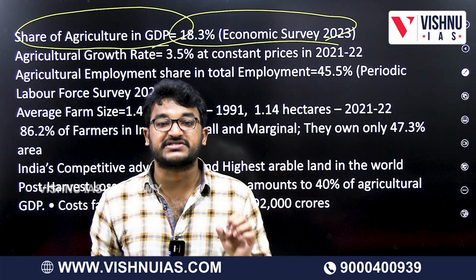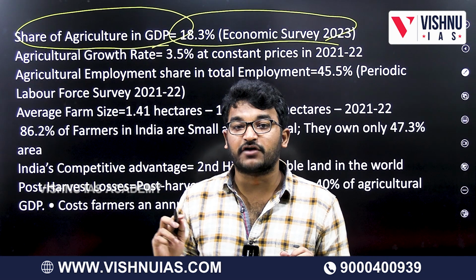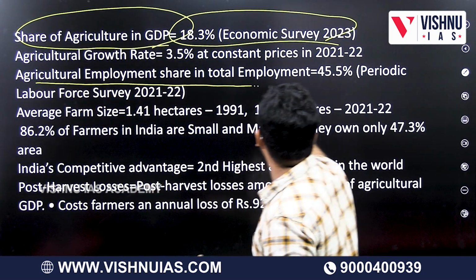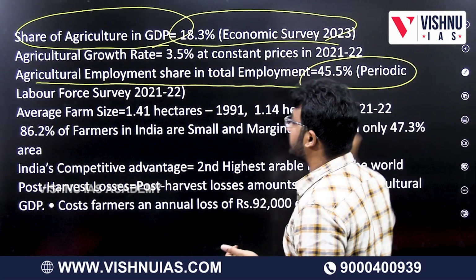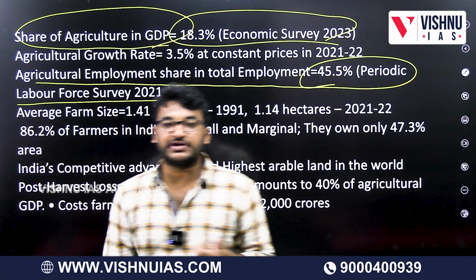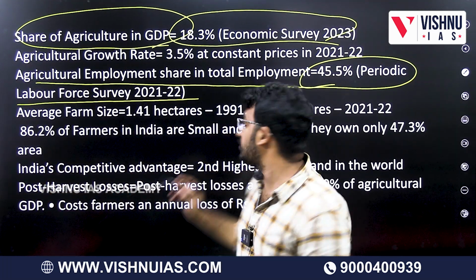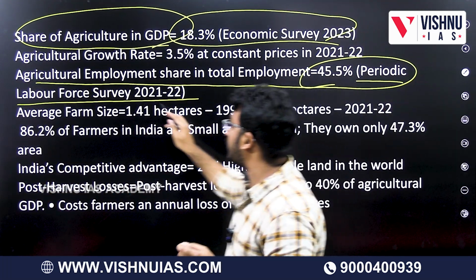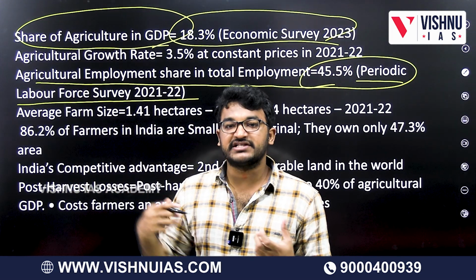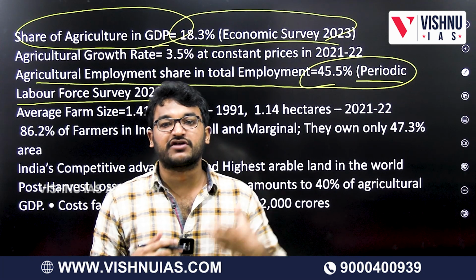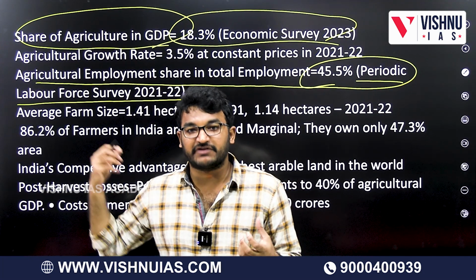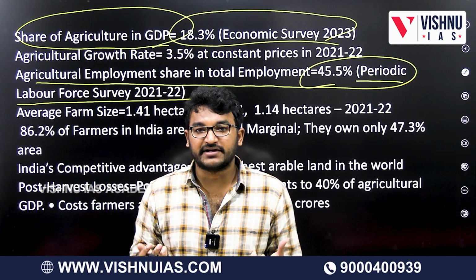It is 18.3%. But what is the share of agriculture in employment in India? The share of agricultural employment is 45.4%, and this is based on the Periodic Labour Force Survey 2021-22. If possible, please remember the committee or the report which gives this data, because since these papers will be evaluated by economic professors, they will feel excited when we quote this sort of data.